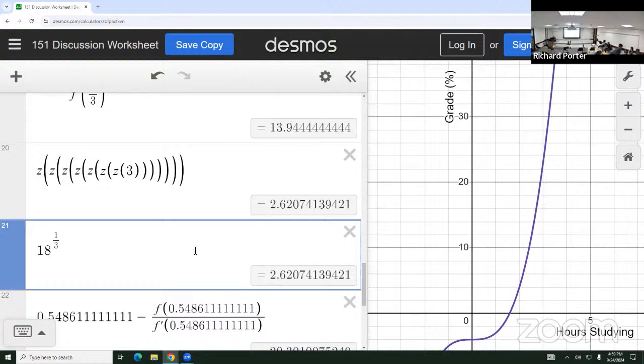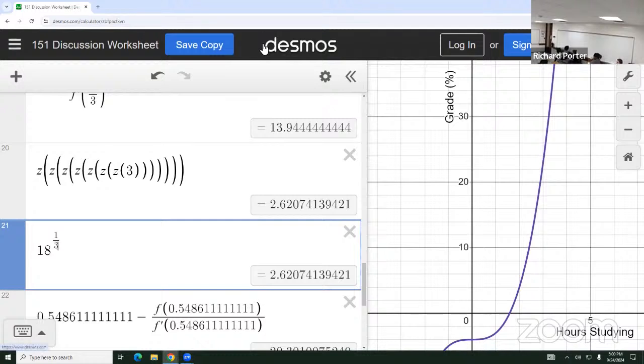Did I need to use Newton's method to get that answer? I got the exact same answer, but did I? No. All right. So Newton's method is not exciting for that particular question because you could do it that way.